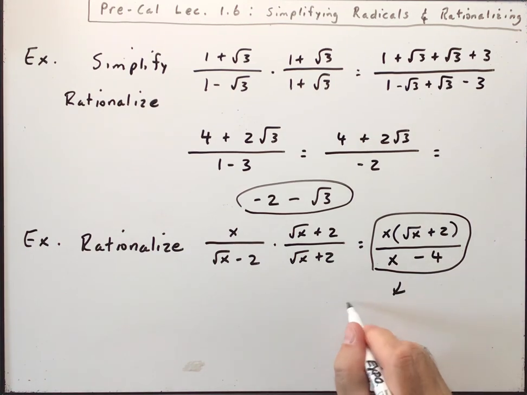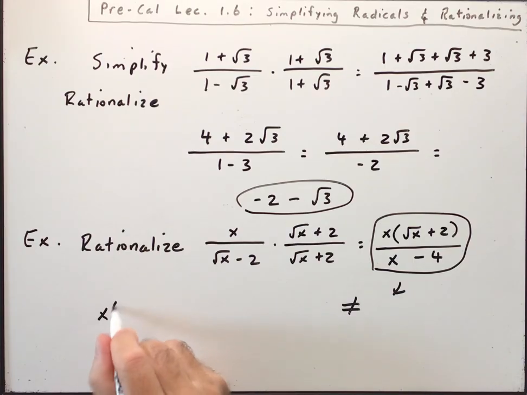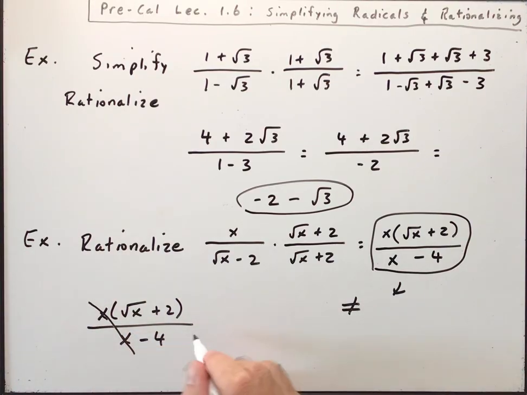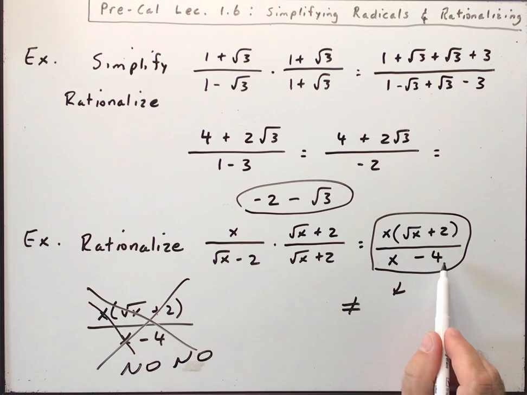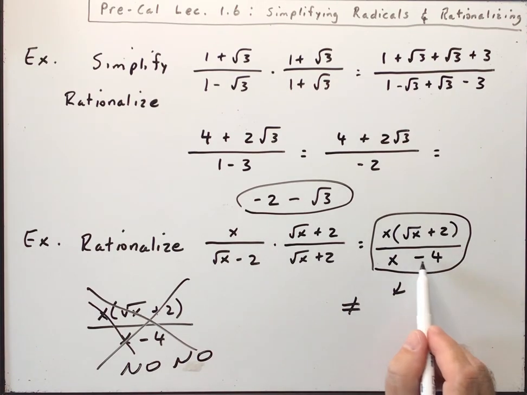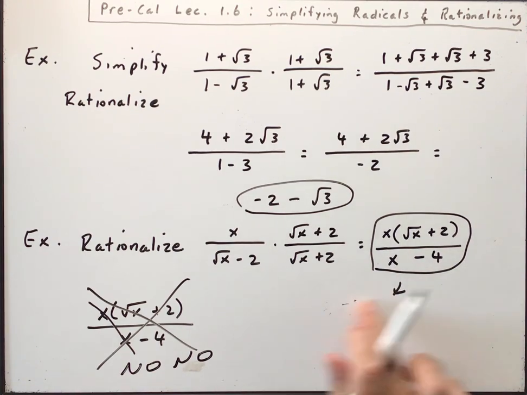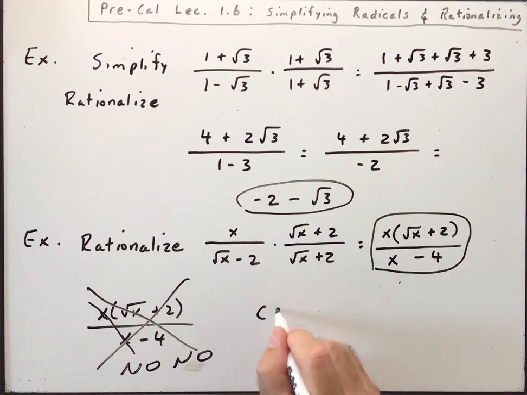So this is one of the most common mistakes I see. If you have x times root x plus 2 over x minus 4, a lot of students want to cancel the x's. And that is a big no-no. Don't do that. That x on bottom is attached to a negative 4. If it were just x, if it weren't x minus 4, if it were just x, then the two x's would cancel. Okay? So this is the final answer. You can't cancel that x.